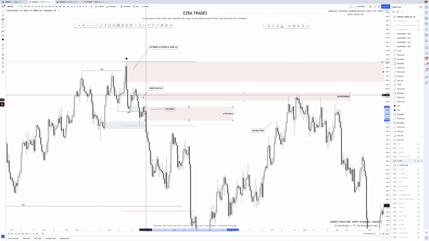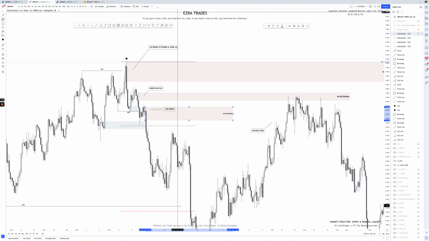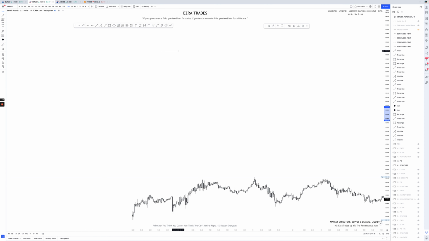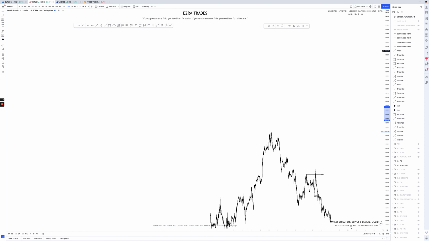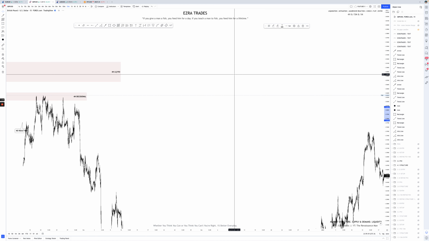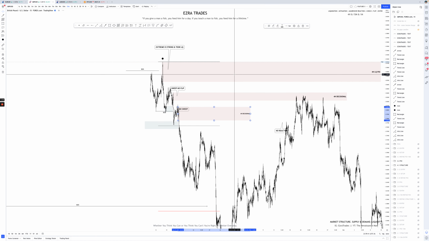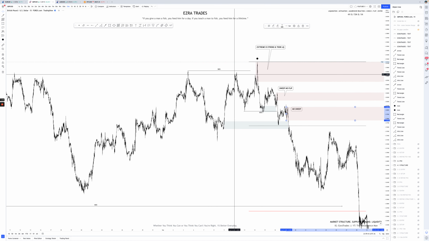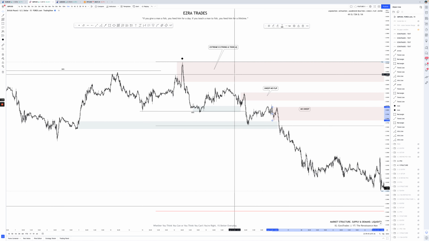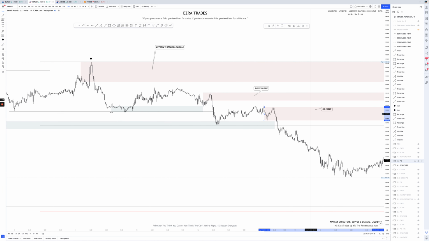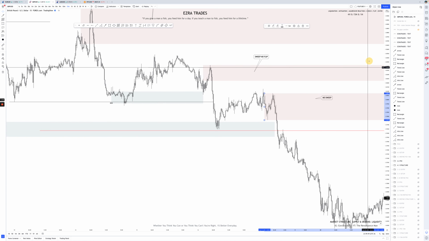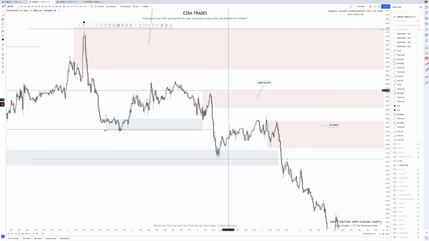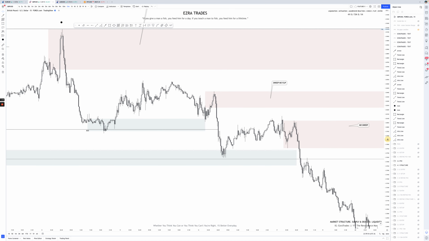So we're focused more on these two POIs. Maybe we could refine this 4-hour sweep, right? So let's look at what the 4-hour looks like a little bit more in depth here. Let's see. This sweep is valid as it took some liquidity. We're on the 15-minute. This looks like a pivot, buy to sell engulfing.